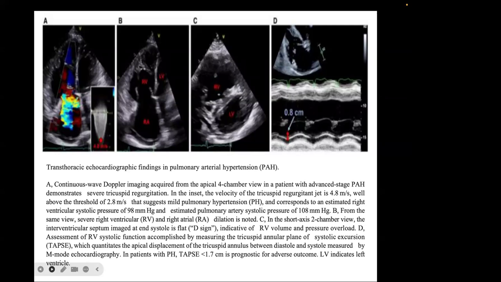And picture D represents assessment of the RV systolic function accomplished by measuring the tricuspid annular plane systolic excursion, TAPSE, which quantitates the apical displacement of the tricuspid annulus between diastole and systole, measured by M-mode echocardiography. In a patient with PH, TAPSE less than 1.7 is prognostic for an adverse outcome. LV indicates the left ventricle here.